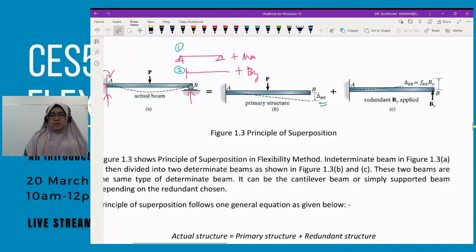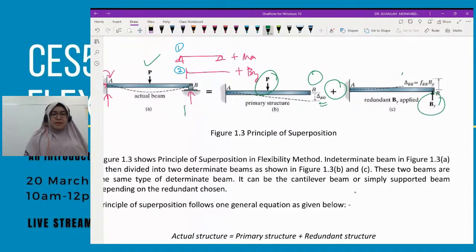When we add this, P plus 0, we get back P in the actual beam. Okay. Now 0, here 0, right? Here 0. 0 plus By, we get back By here. So that is the principle of superposition.